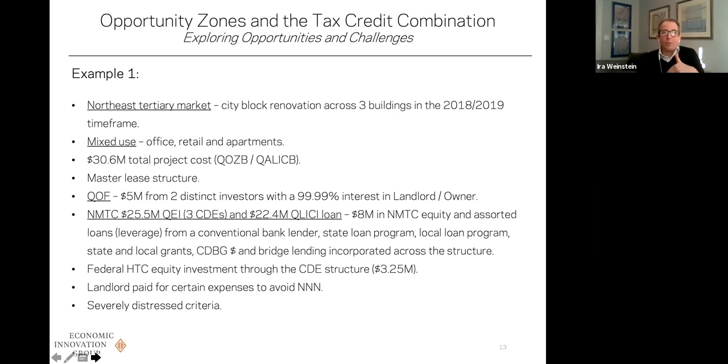So it kind of made its way through the structure, but did not come through as a Quilici loan. The one issue that had to be contended with here, for those familiar with all the concerns about triple net, the landlord paid for certain expenses because this was a master lease, and we needed to avoid the characterization of this as being something that would run afoul of OZ compliance. And as I mentioned earlier, severely distressed criteria was met here, which is not the statutory definition necessarily for new markets.